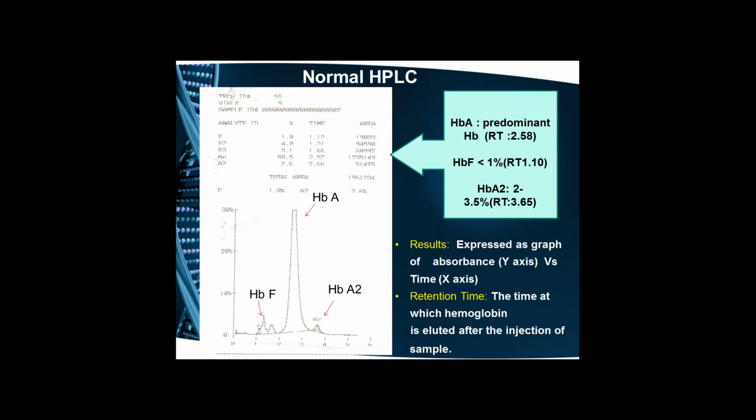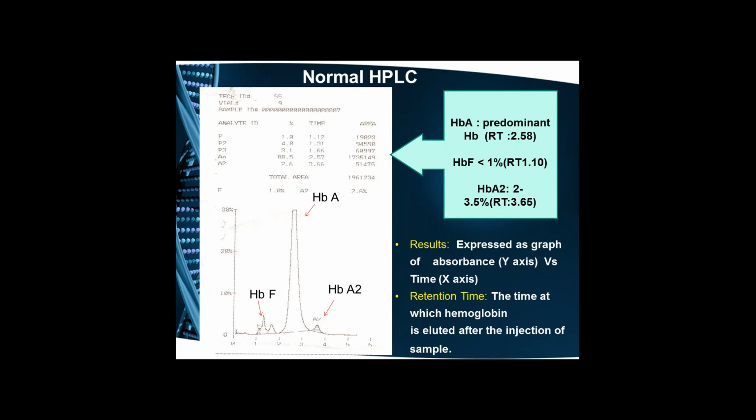This is a classical normal hemoglobin HPLC chromatogram that we get. The retention time along with the percentage and the area are given at the top of it, and below there is a chromatograph from which we can get the inference and a visual impression of what we are looking at.